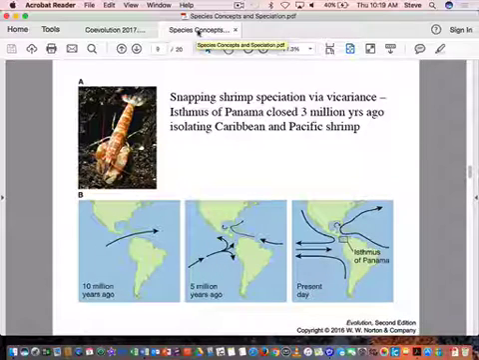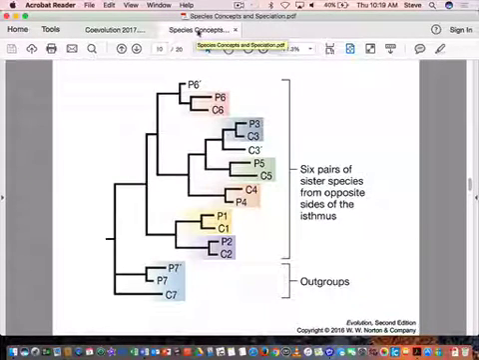Yeah, they became two different species. In fact, it occurred in a lot more different groups than just one. This is in your book. Turns out there are a bunch of different snapping shrimp species, and there are actually 6 pairs of sister species. So here's an example, P6 and C6.